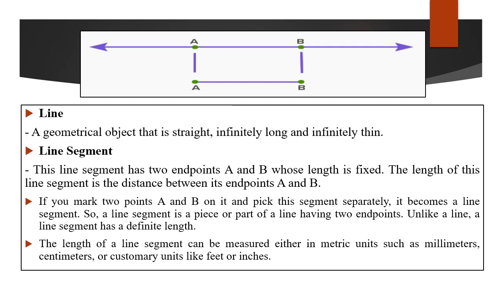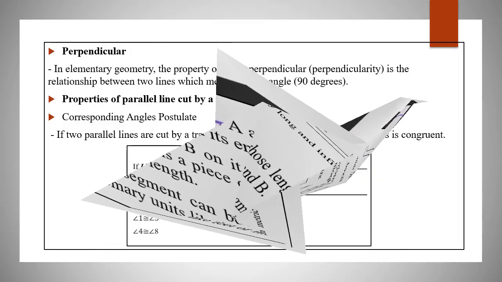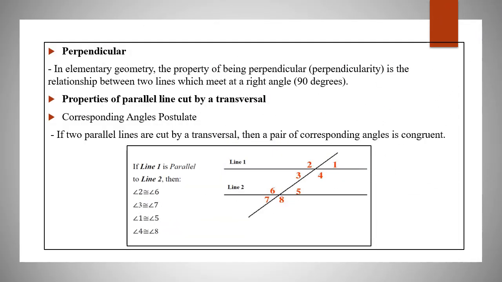Unlike a line, a line segment has a definite length. The length of a line segment can be measured either in metric units such as millimeters, centimeters, or customary units like feet or inches. Perpendicular. In elementary geometry, the property of being perpendicular, or perpendicularity, is the relationship between two lines which meet at a right angle, 90 degrees.